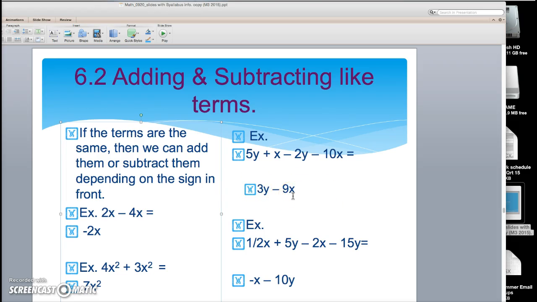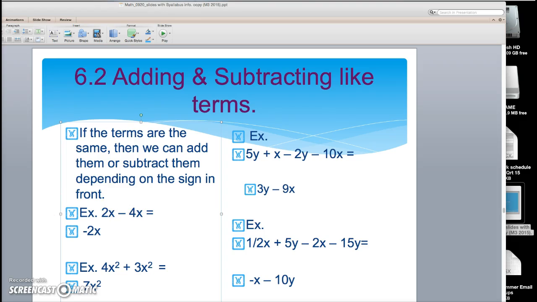So we can add or subtract like terms, even if there are fractions involved. 1/2 of x plus 5y minus 2x minus 15y. 1/2 of x and minus 2x become minus 3/2 x. And then minus 15y plus 5y is minus 10y. So there's another case for combining like terms.